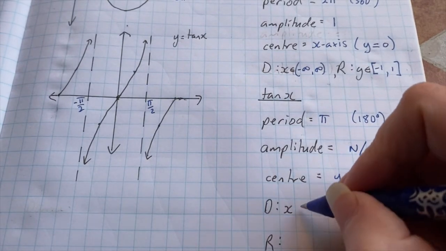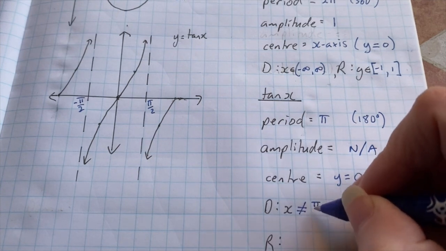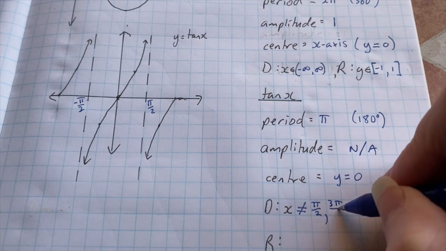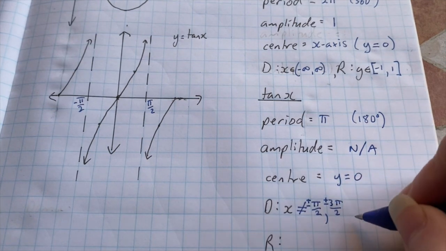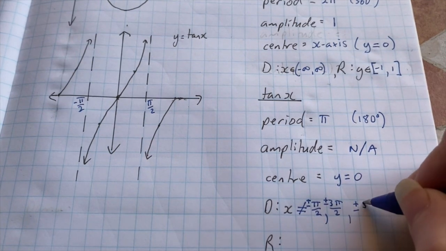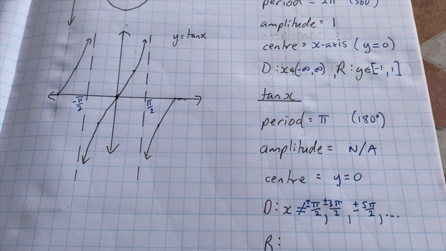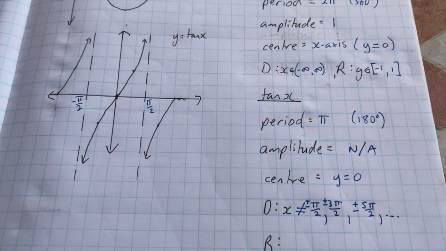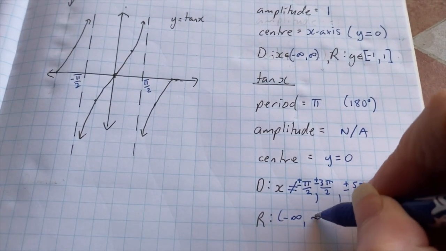Now the domain for this one, I'm going to write a little bit differently because it goes on forever. So x is not equal to pi on 2, and then another pi further along is 3 pi on 2. It can be negative also, so plus or minus for each of those, plus or minus 5 pi on 2, etc. That goes on forever and ever in that pattern. That's not interval notation. It's a bit tricky to write it with interval notation. The range for tan does go from negative infinity to infinity.